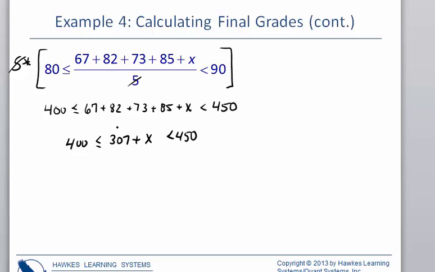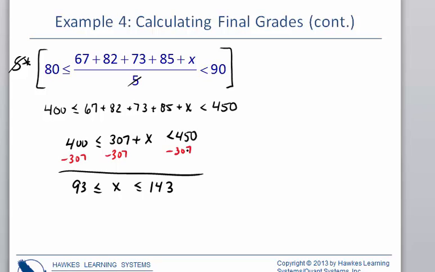And so now let's look at how we're going to solve this. We want to solve for X. We want to get X by itself. So we need to get rid of this 307, so I'm going to subtract it off. And so 400 minus 307 is 93. And 450 minus 307 is 143.